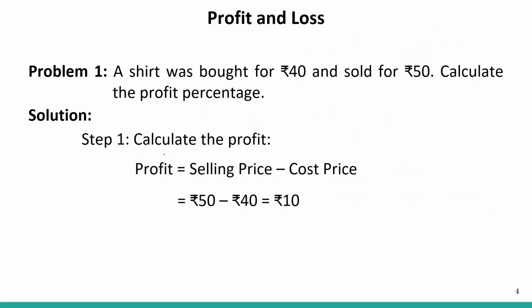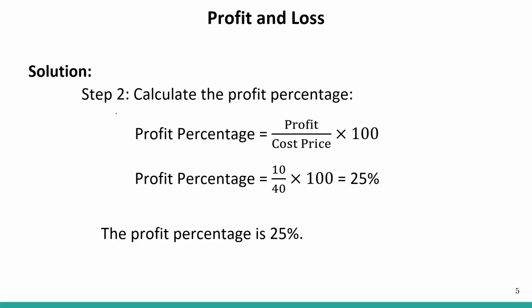Let's see the step-by-step solution. Calculating the profit: selling price minus cost price, so 50 minus 40 is equal to 10. Step number 2, calculate the profit percentage. Profit percentage is equal to profit by cost price into 100, which is 10 by 40 into 100, equal to 25%. So the profit percentage will be 25%.